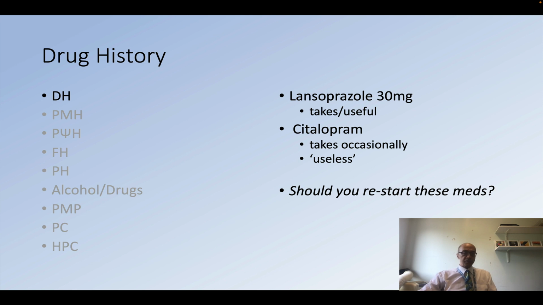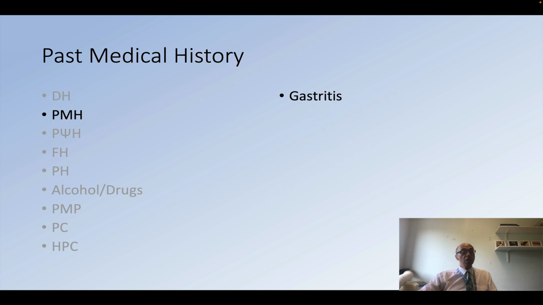An important consideration for when you're working as an F1 doctor: somebody comes into hospital and they've not been taking this medication. Should you just restart them? The answer is some medication needs to be retitrated, and you need to be careful about simply restarting medication if the patient's not been taking it. So then the next heading is past medical history. He suffers from gastritis, but there's been nothing else significant.